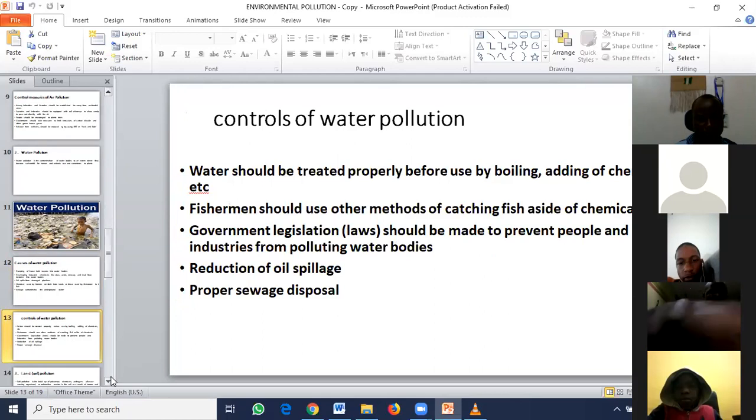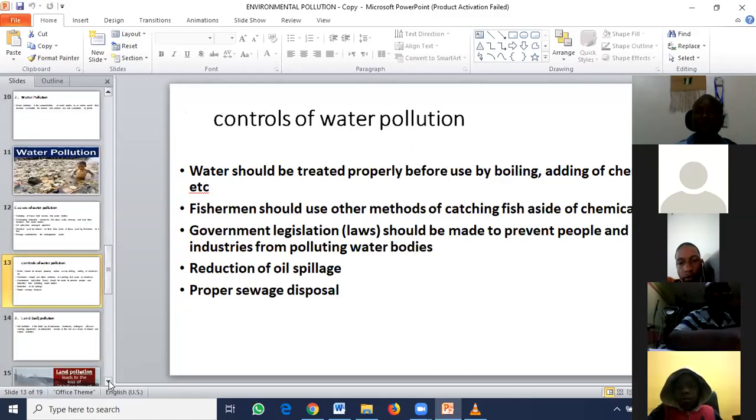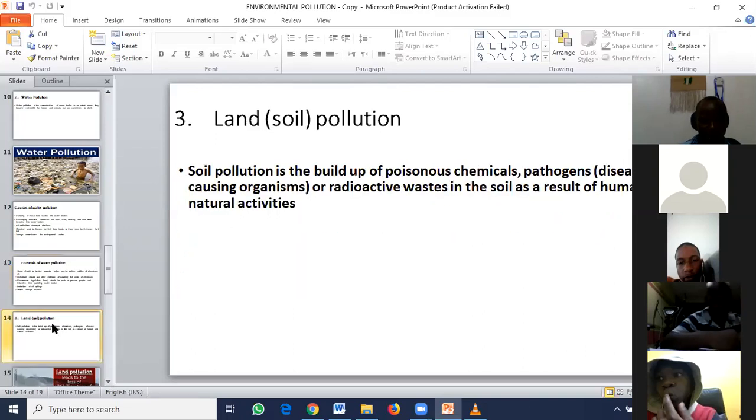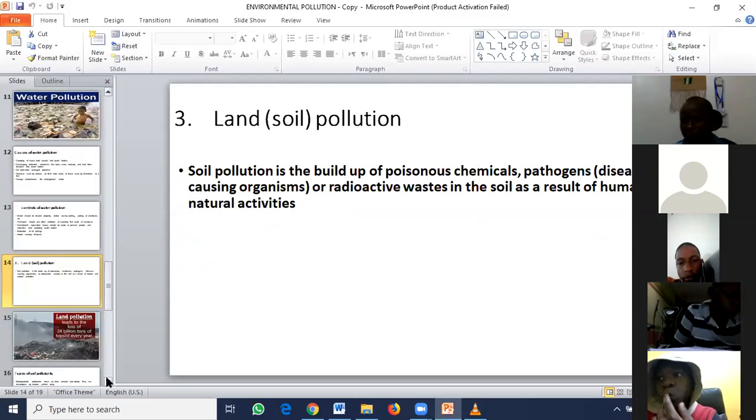Control of water pollution, that we should treat water before we use them. Fishermen should be discouraged from using chemicals. They can use other means to catch fish instead of using chemicals. Government should make law to prevent people from polluting water body. We should reduce oil spillage, and we should practice proper sewage disposal. Okay, this third one was the one we started briefly before the time was up, the last class. So we are going to continue from here now.